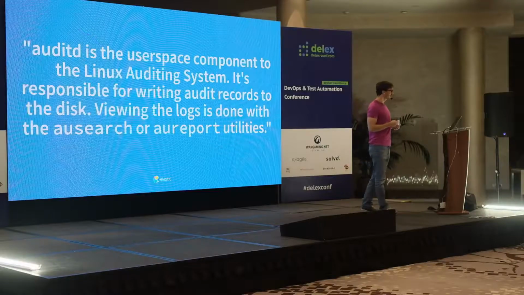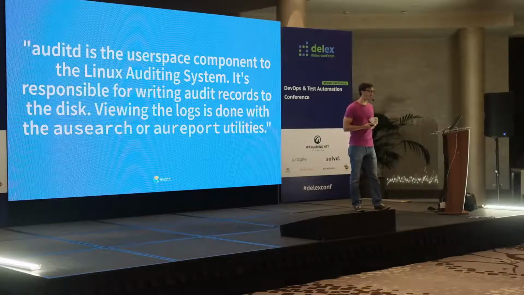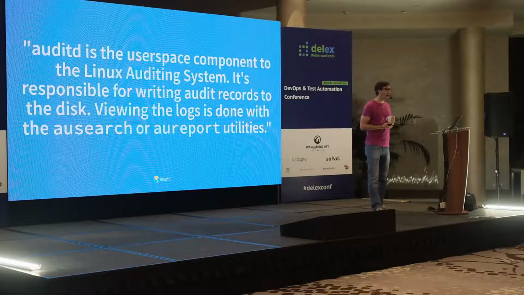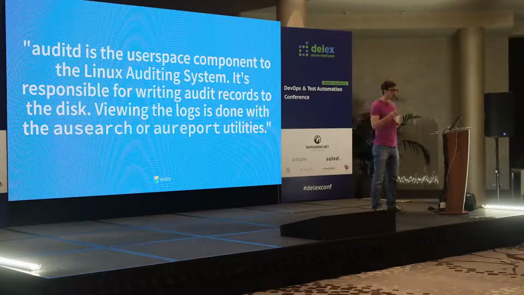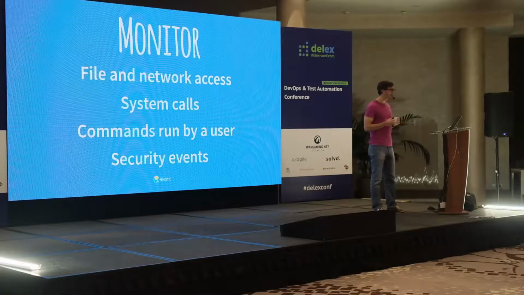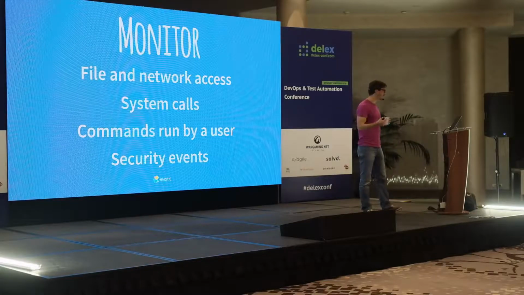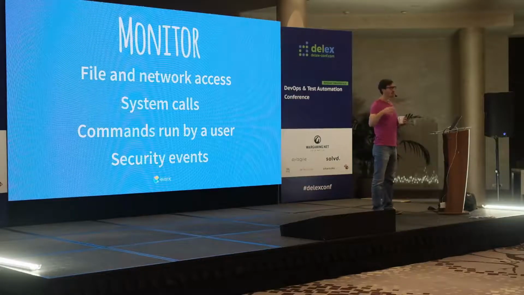So Auditd, this is from the man page, is a user-space component of the Linux auditing framework, and it basically checks whether specific conditions have been met, and then logs an event. Then you can use some Linux tools to check what has happened on your system. They can check processes, network interactions, what user has run what specific command, and they just collect all of this information.